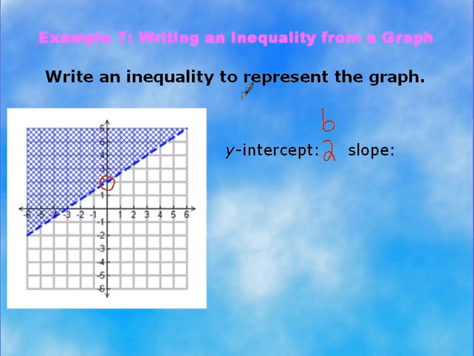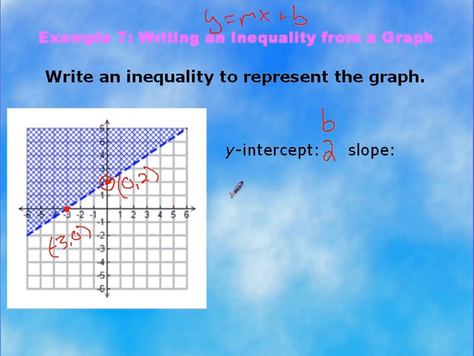You remember that from the y equals mx plus b. Well, your y-intercept is b. And then we need to get the slope. So let's find 2 points that are definitely on the line. This one's definitely on the line. And this one's definitely on the line. Okay? So this point is negative 3, 0. And this point is 0, 2.